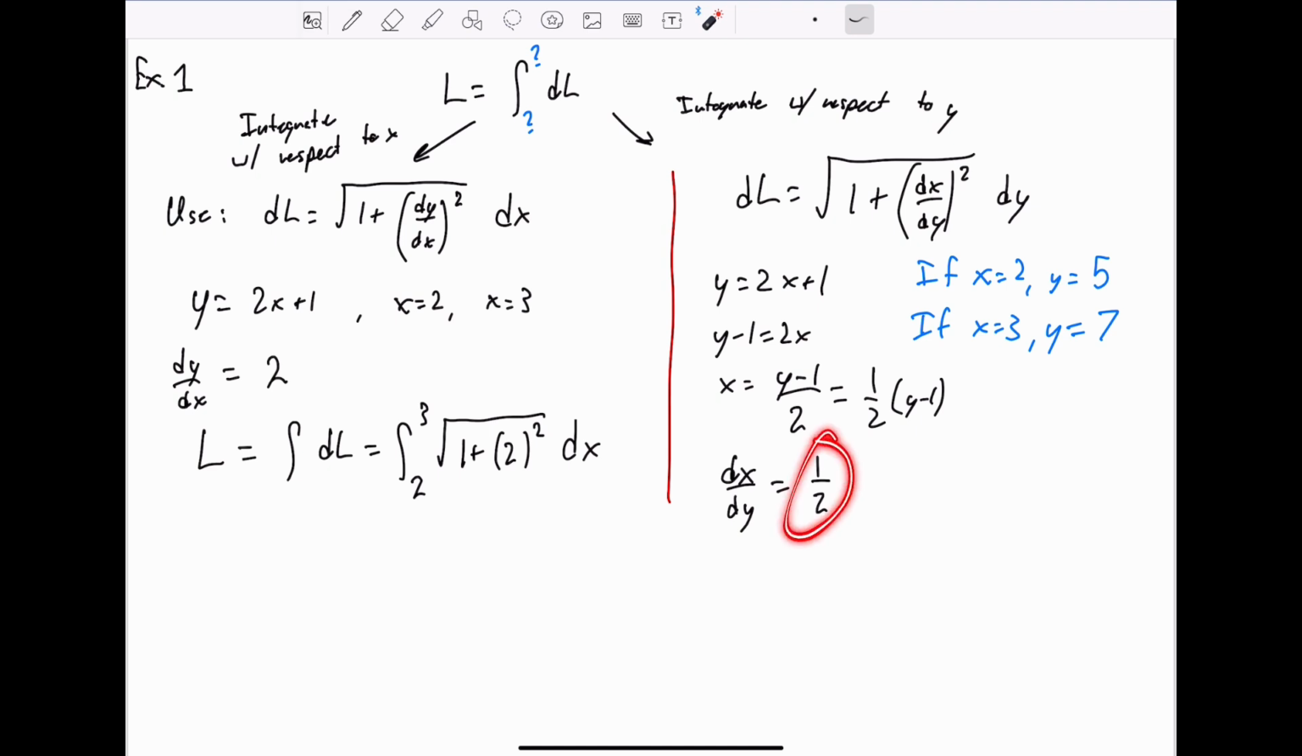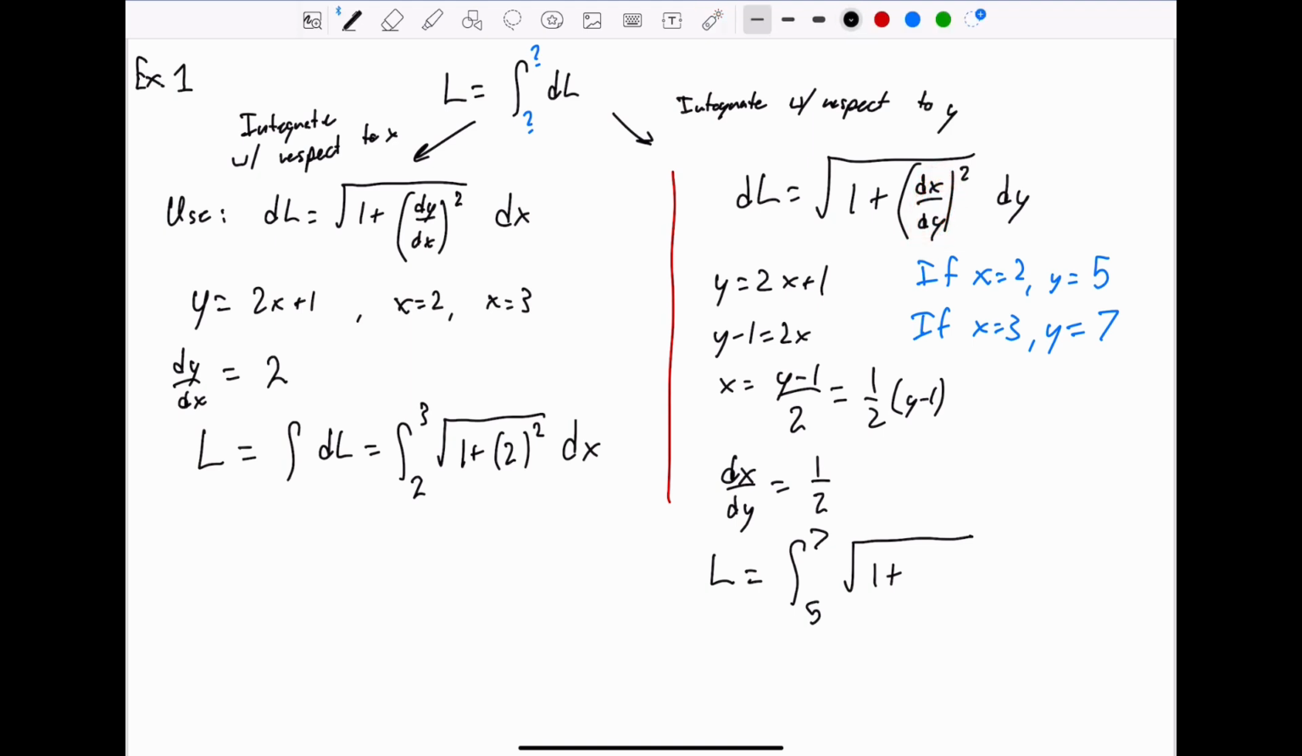So we have our expression for dx over dy. We have the limits of integration. Now we can write the final integral. Arc length is the integral from y equals 5 to y equals 7, square root of 1 plus dx over dy quantity squared.